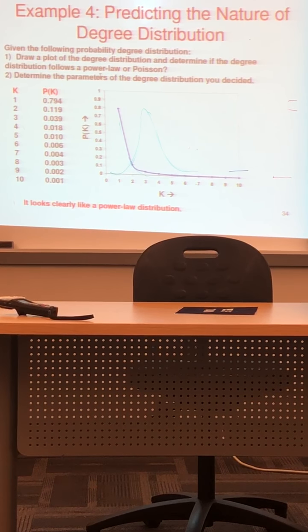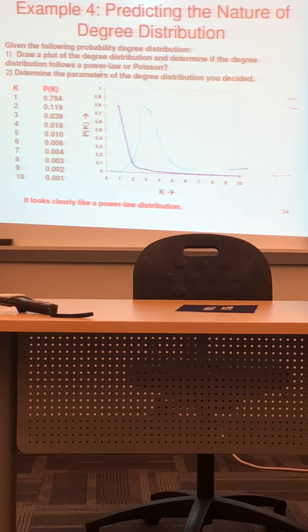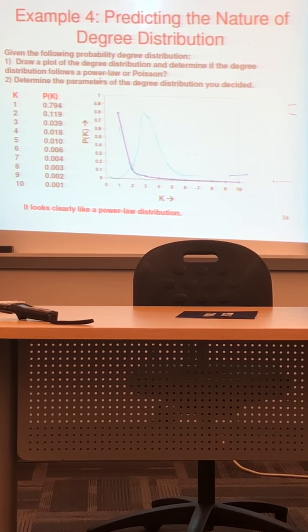What I mean by parameters of the degree distribution is, for the scale-free network, we found the kurtosis. Sir, you said if it's not Poisson, what is it called?